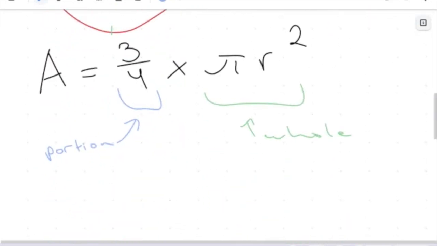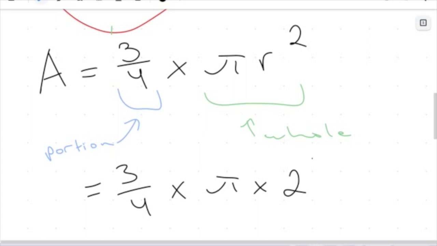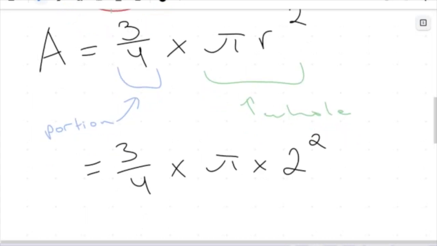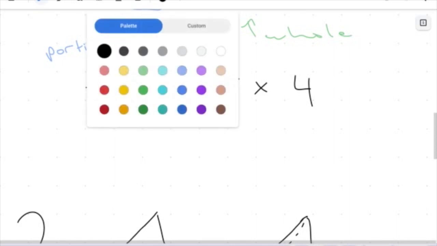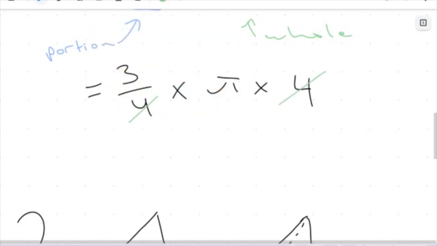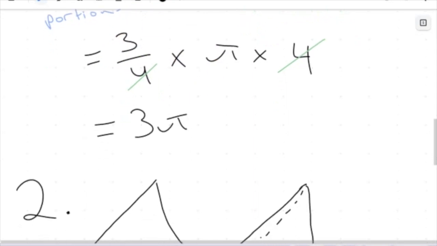So to find our cross-sectional area, we're going to do 3/4 times pi times 2 squared. Now 2 squared is 4. So once we simplify this, the 4 here is going to cancel with the 4 here. We have 3 divided by 4 multiplied by pi multiplied by 4. 3/4 of 4 is going to be 3. So we can cancel those out here, and we get left with 3 pi as the cross-sectional area.